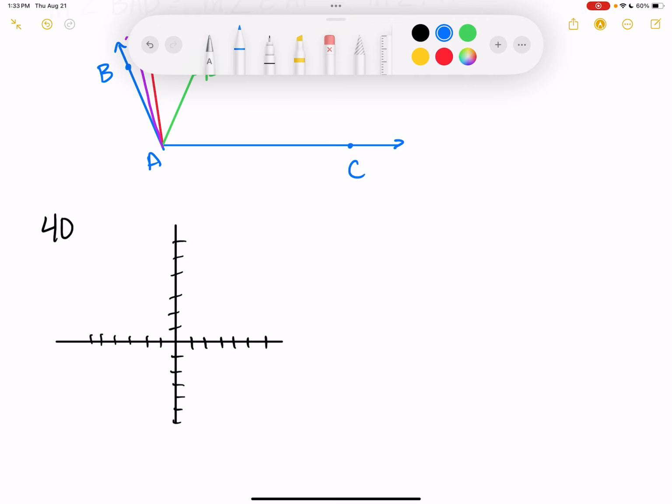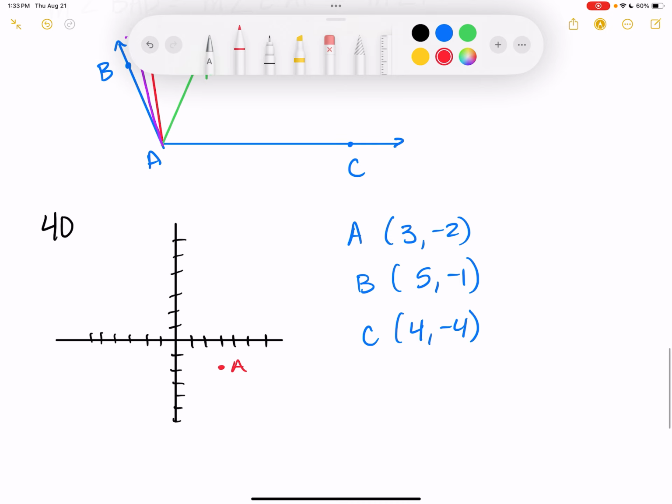All right, so they tell us A is (3, -2), B is (5, -1), and C is (4, -4). On here we are going to plot these points. So A is at (3, -2), that means come over 3, down 2. So that's A. B is at (5, -1), so go over 5, down 1. And C is at (4, -4).